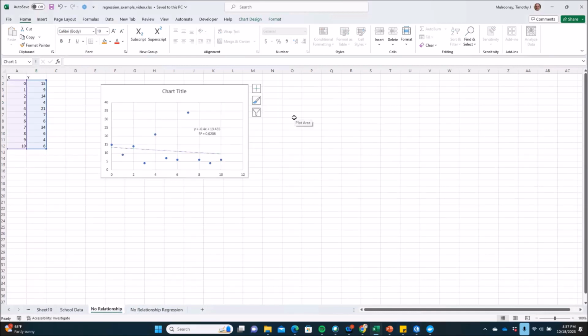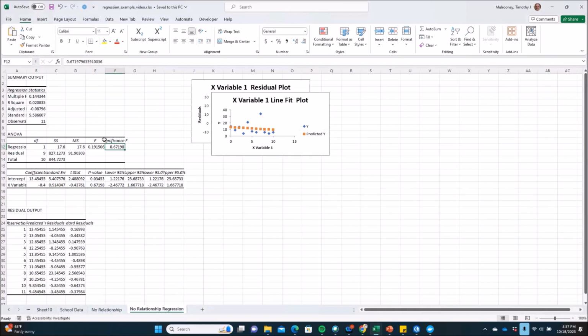But when we look at no relationship here, this is what no relationship looks like. We've got these points. It's got an R squared of 0.02. And so it's got a slight negative slope. But when we look at the regression, you can see the significance is 0.67. Okay, remember, when we want significant difference, significance, this number's got to be really low.